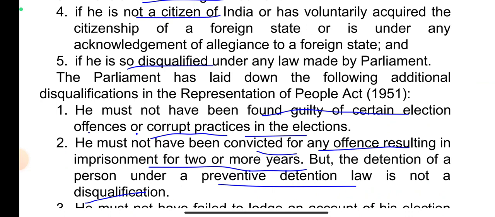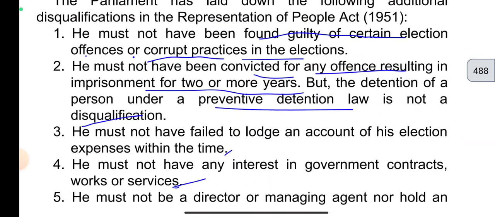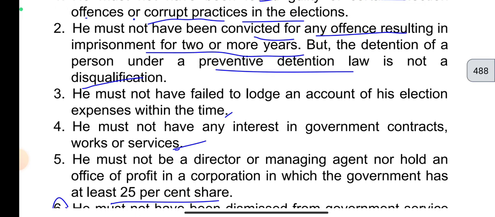Parliament has laid down the following additional disqualifications in the Representation of People Act 1951. He must not have been found guilty of certain election offences or corrupt practices in the elections. He must not have been convicted for any offence resulting in imprisonment for 2 or more years, but the detention of a person under a preventive detention law is not a disqualification. He must not have failed to lodge an account of his election expenses within the time. He must not have any interest in government contracts, works or services.